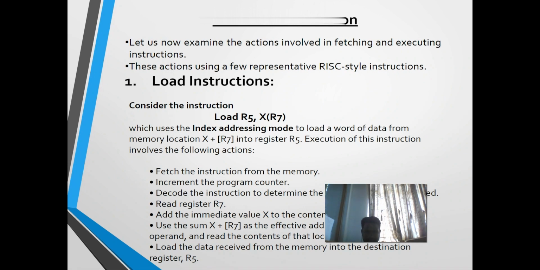First step, we have to fetch the instruction from the memory. Then we have to increment the program counter. After incrementing the program counter we have to decode the instruction to determine which operation is to be performed. Then register R7 will be read from the register file. Then the register R7 is added with the immediate value X. After adding the value of X, we will get the effective address. In the effective address there will be some content or data. That data will be loaded in the R5 register.